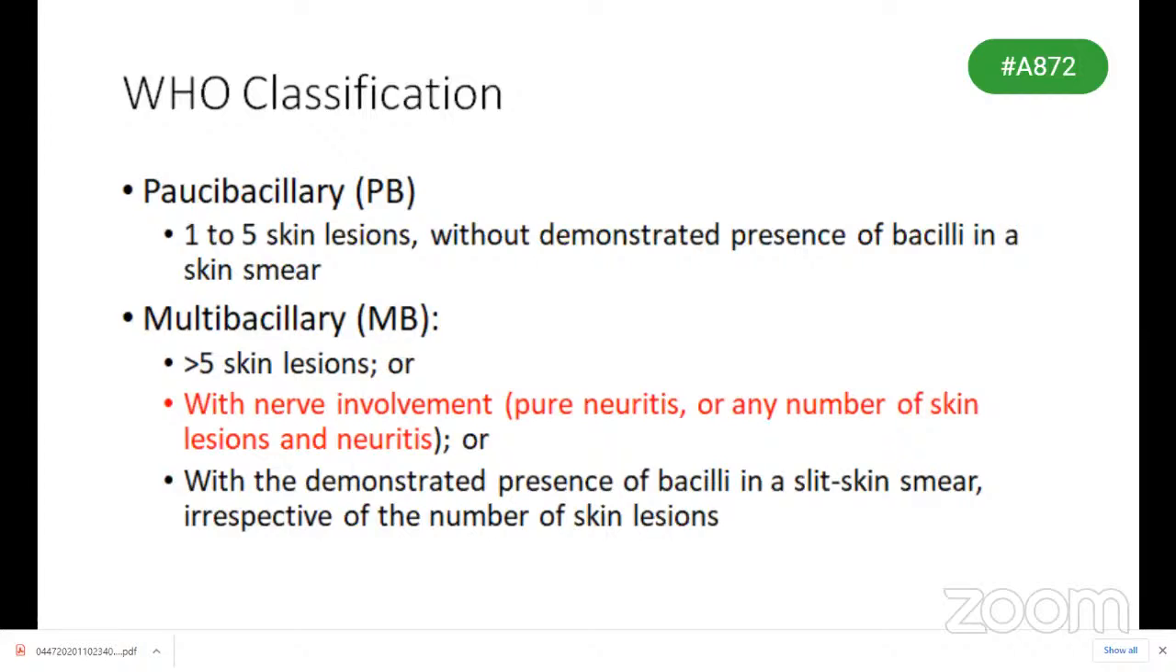So this is PB. While multibacillary leprosy would include more than 5 skin lesions, or pure neuritic, or any other form of nerve involvement, or demonstrable presence of bacilli in the slit skin examination, irrespective of the number of skin lesions. So if you have any of these three, more than 5 lesions, presence of bacilli in the biopsy, or nerve involvement, or a pure neuritic kind of disease, it is still multibacillary leprosy.